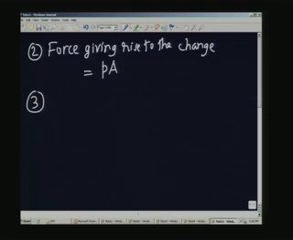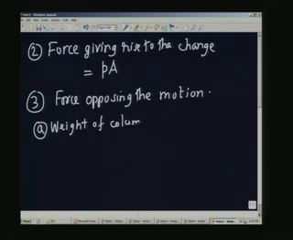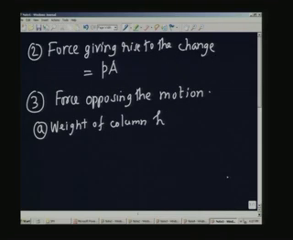Number 3, the force opposing the motion. Actually there are two forces opposing the motion, and therefore, I will say A, weight of the column H. You can see here that this height of the column is applying a force in this direction, and H is trying to go up, whereas this is going to come in the lower direction, and therefore there is a resistance to motion because of the weight of the column H.